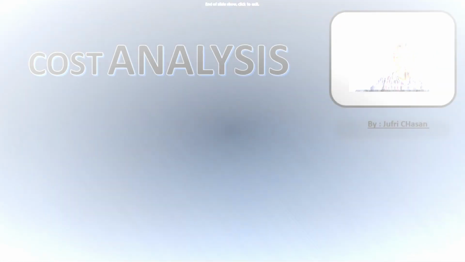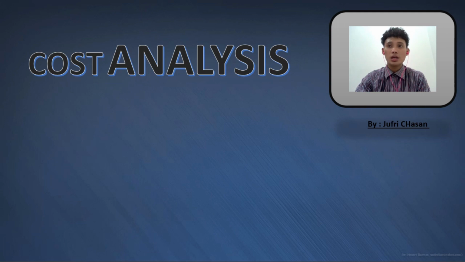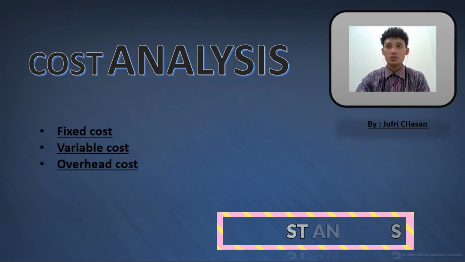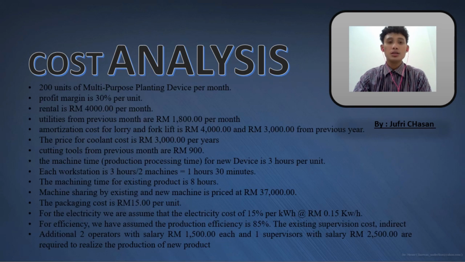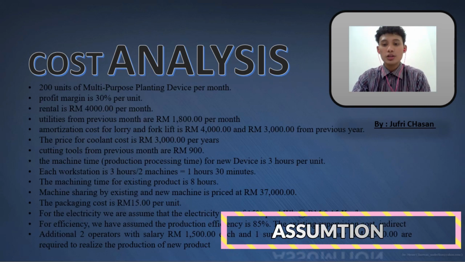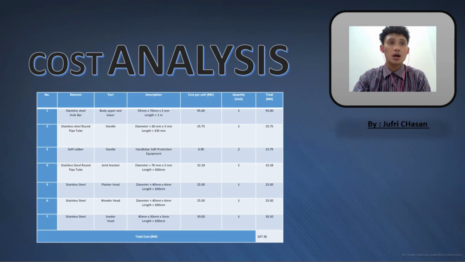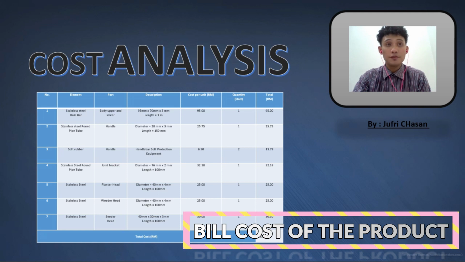My name is Jufri Hanini bin Hassan. I will conduct the cost analysis. We have a fixed cost, variable cost, and overhead cost. Next, this is an assumption for the calculation of product costing. You can see here the bill of cost of the product.